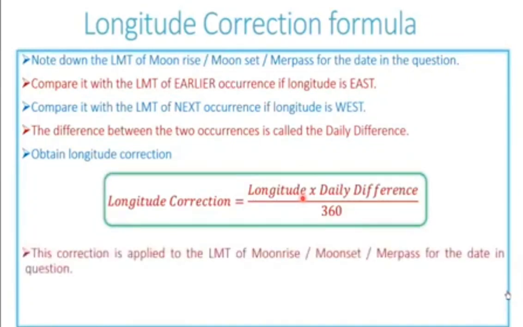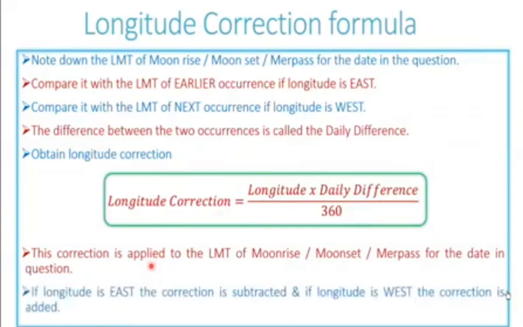Now once you have obtained this longitude correction, it is applied to the LMT of the phenomena. It could be moonrise, moonset, or the meridian passage of the moon for the date in question. This is the same value which we had taken in the first step. So you pick up the time for the date given in the question and apply this longitude correction to that time. Now what do we mean by apply? This longitude correction could be positive, plus, or it could be negative, minus.